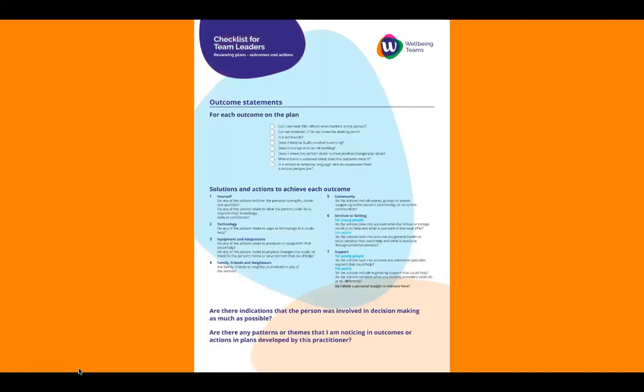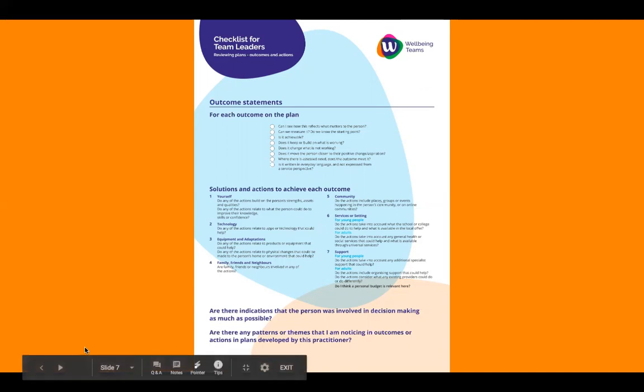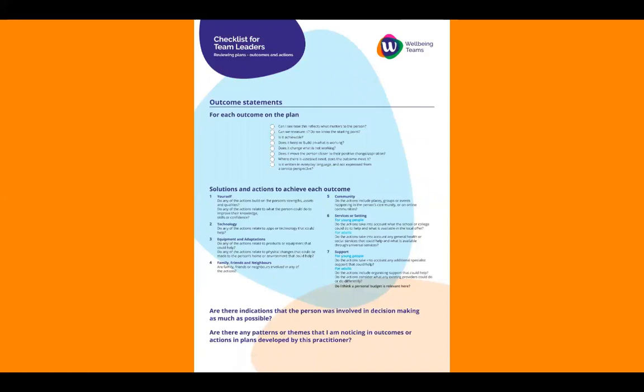And this particular checklist is for team leaders when they're actually reviewing plans. So they might not have the person there, they wouldn't have their practitioner there, but if you're just looking at a plan, here's a way that you can look at each of the outcomes in the plan and the solutions that have been put forward to achieve each outcome, and check for yourself what the indications are that the person was involved in decision making as much as possible, but also, are there patterns or themes that you're noticing in outcomes or actions that have been developed by this practitioner that we might want to explore together?